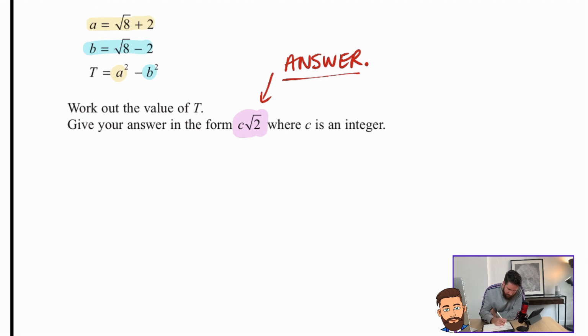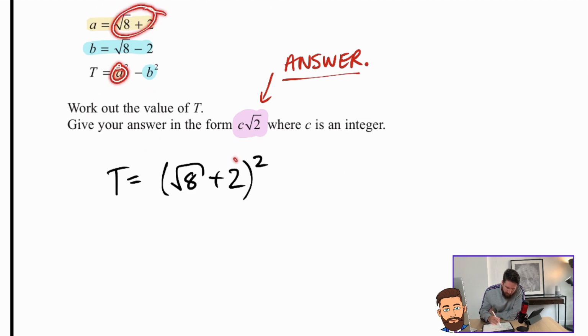T equals A squared. Well, what is A? A is root 8 plus 2. And if there's ever more than one thing and you're squaring it, it has to go in a bracket. So I have to put root 8 plus 2 squared. I've just done what it told me to do. I took A and I squared it. But because there's more than one thing in A, I've had to put it in a bracket.